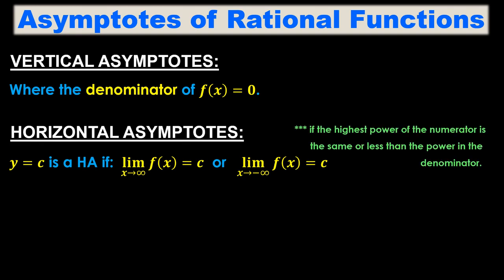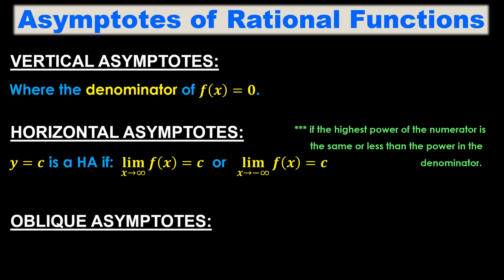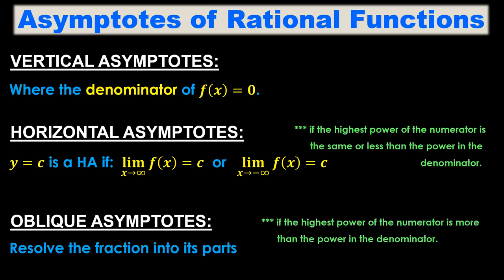You will get a horizontal asymptote when the highest power of the numerator is either the same or less than the power in the denominator. Then you could get an oblique asymptote. For an oblique asymptote, you are going to resolve the fraction into its parts, and that will help you find the oblique asymptote. That's just one of the methods, but it's definitely the easiest method to use, and that's the one that we will look at in this video. Now, the oblique asymptote will occur if the highest power of the numerator is more than the power in the denominator. In other words, we cannot get a horizontal asymptote and an oblique asymptote at the same time.